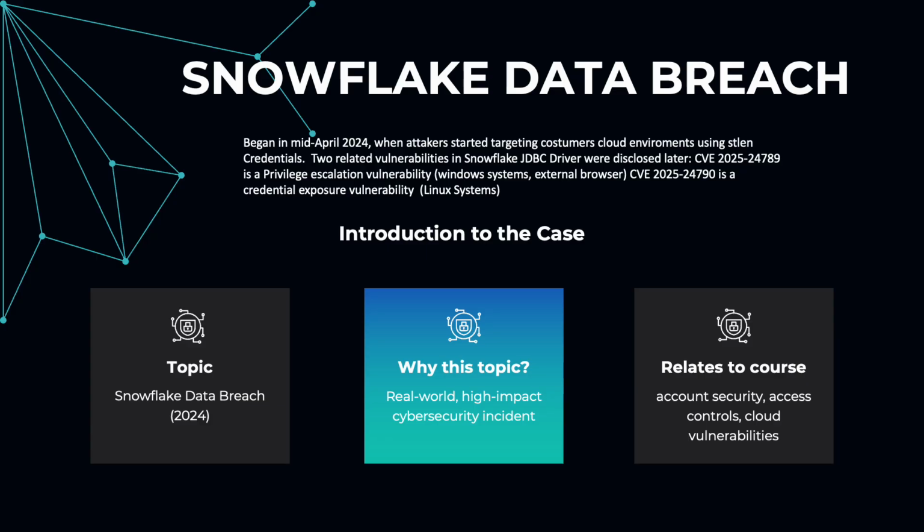Snowflake data breach began in mid-April 2024, when attackers started targeting customers' cloud environments using stolen credentials. Two related vulnerabilities in the Snowflake JDBC driver were disclosed later. CVE-2025-24789 is a privilege escalation vulnerability affecting Windows systems using an external browser. CVE-2025-24790 is a credential exposure vulnerability affecting Linux systems.